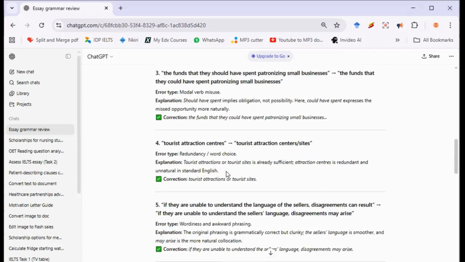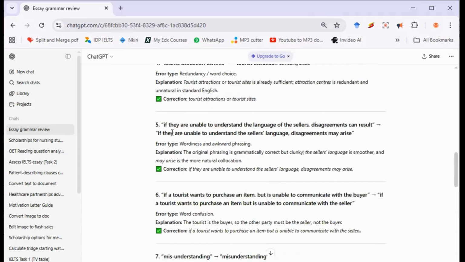Okay. Number four, "tourist attraction centers." It says "tourist attraction sites." So this one, just ignore this one. This one is about American and British spelling. Okay, so number four is okay. Okay, hold on. Oh, it says it should be tourist attractions. Look at the correction here. Instead of saying "tourist attraction centers", it should be "tourist attractions" or "tourist sites". Can you see?